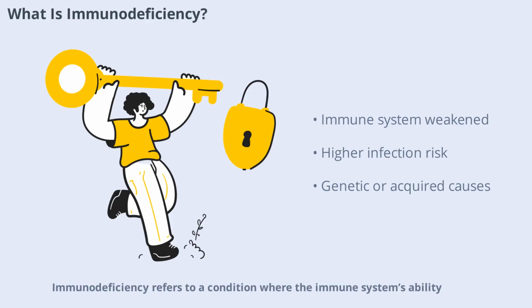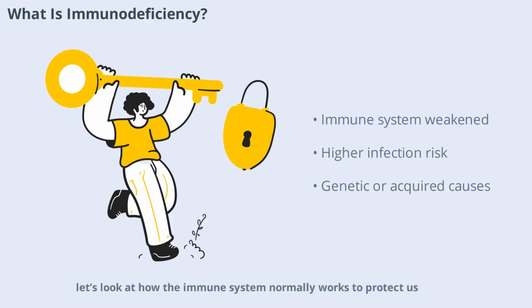Immunodeficiency refers to a condition where the immune system's ability to fight infectious disease and cancer is compromised or entirely absent. This can be due to genetic factors, environmental influences, or acquired conditions. People with immunodeficiency are more susceptible to infections, which can be frequent, severe, or unusually hard to treat. Understanding the underlying causes helps in managing and treating the condition effectively.